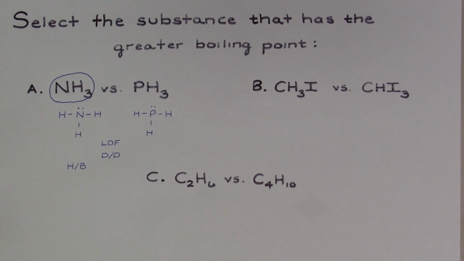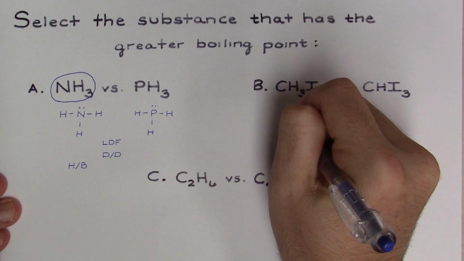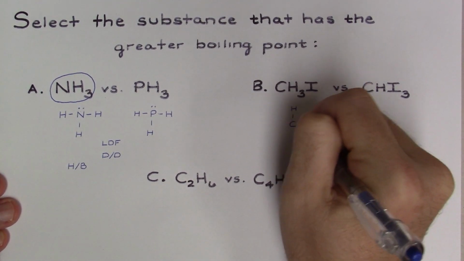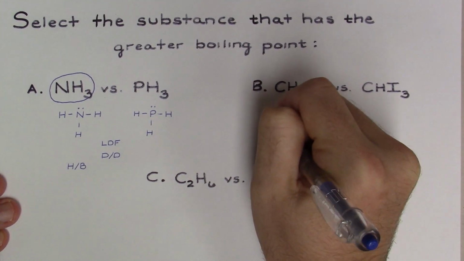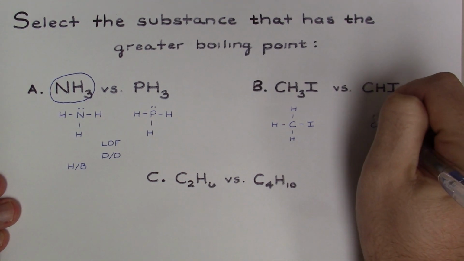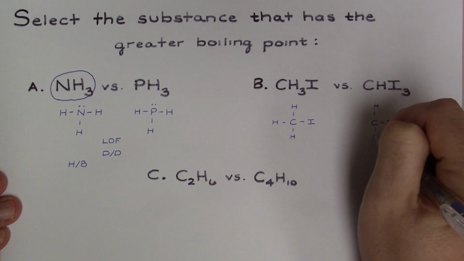For our second pair, let's look at CH3I versus CHI3. First thing that I'm going to do is draw the Lewis structure for both species. In the case of CH3I, it's going to be a tetrahedral species around our carbon. For our CHI3, it will also be tetrahedral by molecular geometry.